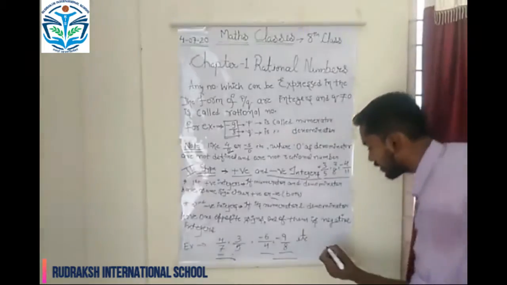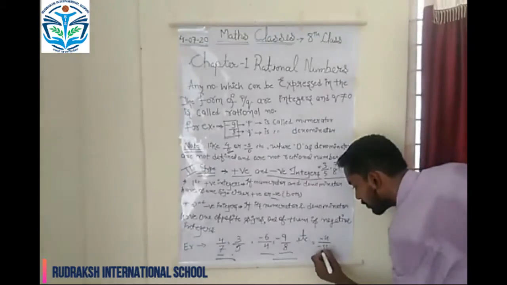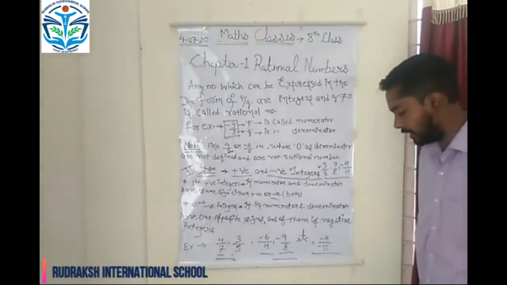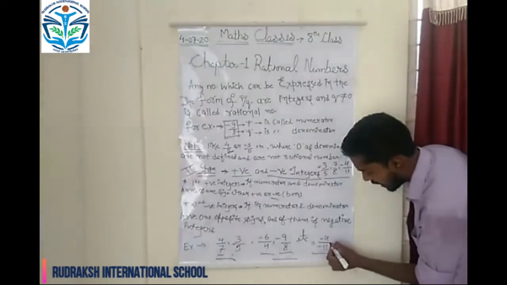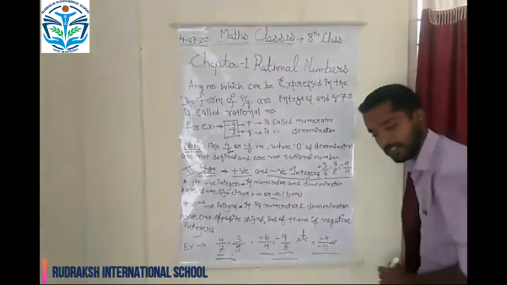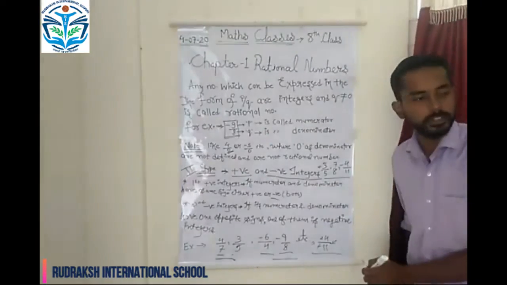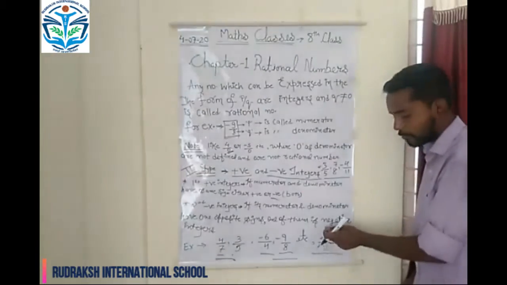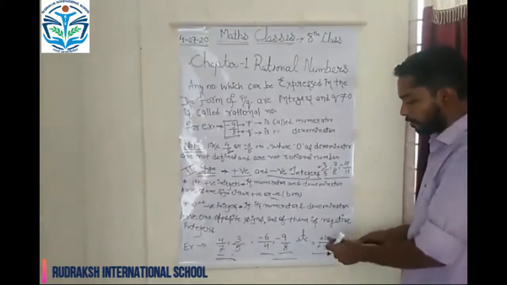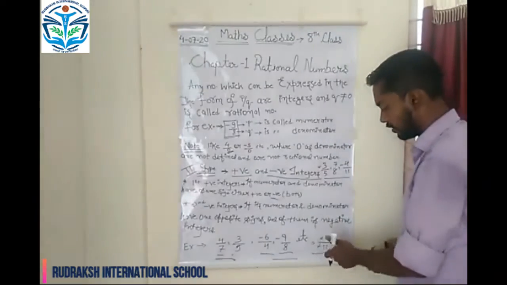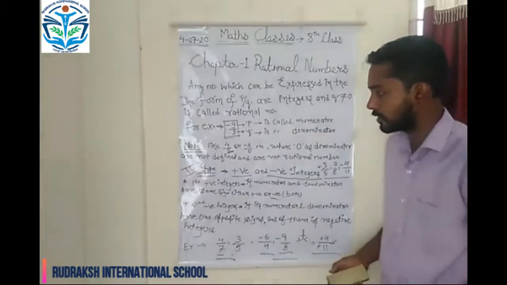Now there is one more case. If I write minus 4 upon minus 11, this will become a positive integer. How will this become a positive integer? The bar is actually a division sign, so when you divide these two signs, they cancel out each other and this becomes a positive integer. So if you have a minus sign in both numerator and denominator, it will not be a negative integer, it will become a positive integer after the whole calculation.